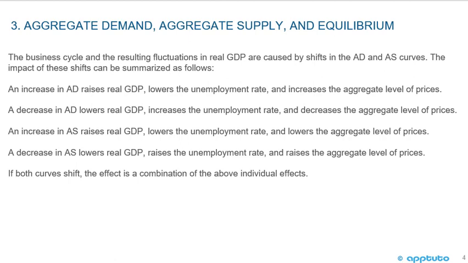An increase in aggregate supply raises real GDP, lowers the unemployment rate, and lowers the aggregate level of prices. A decrease in aggregate supply lowers real GDP, raises the unemployment rate, and raises the aggregate level of prices. That's the stagflation. That's the shift in the aggregate supply curve. If both curves shift, the effect is a combination of the above individual effects. And that's the last slide for this LOS.